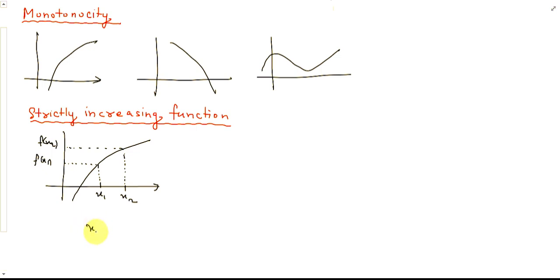Here x2 is greater than x1. Then we find that the value f of x2 is greater than f of x1, and we find that this relation is true for all x that belongs to the domain of the function. Then such a function is called a strictly increasing function or monotonically increasing function, and this becomes the condition for a function to be strictly increasing in its domain.